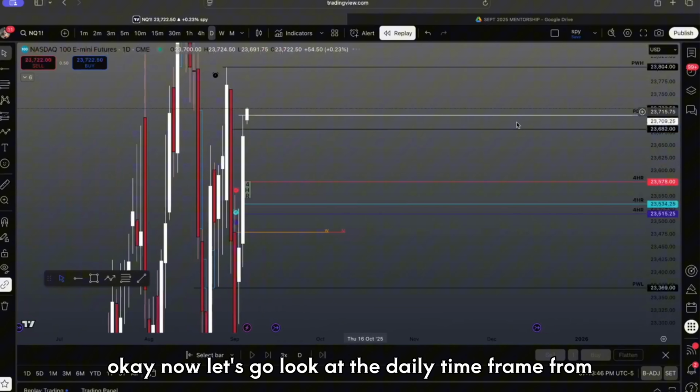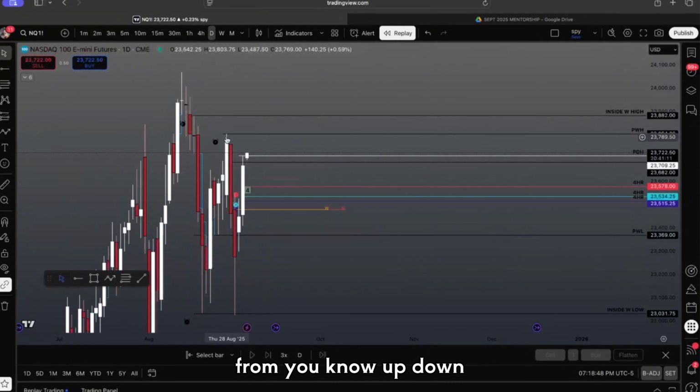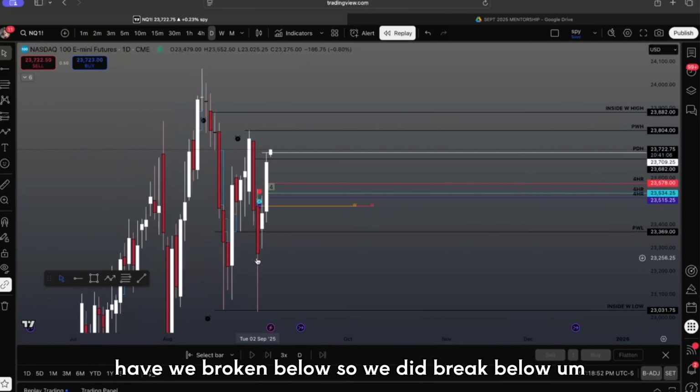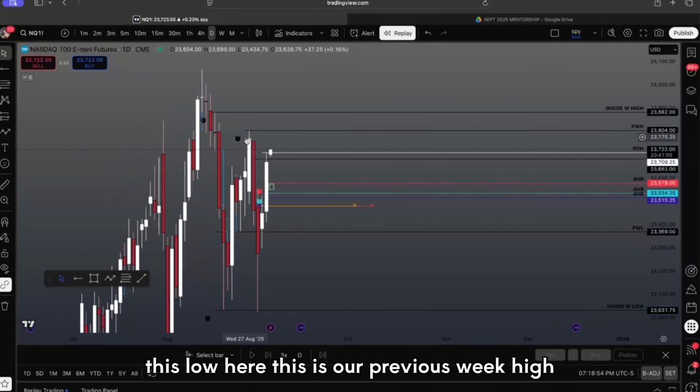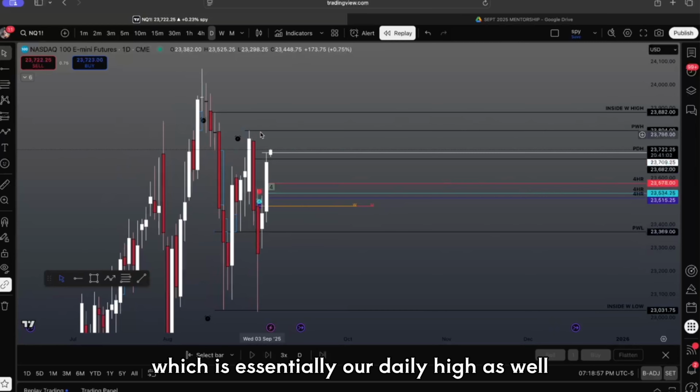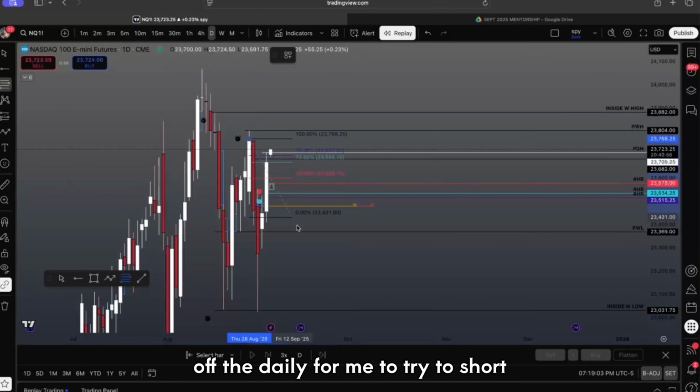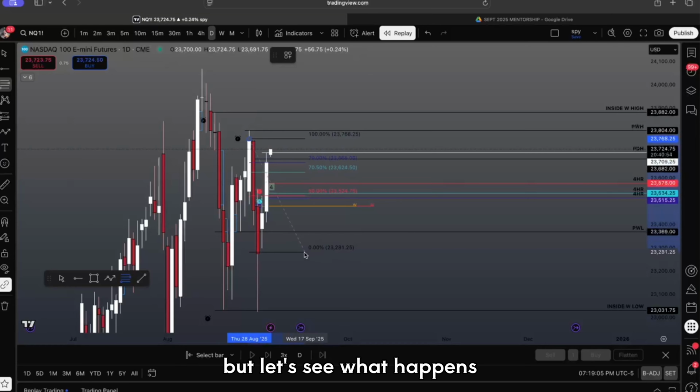Okay, now let's go look at the daily time frame from up, down. Have we broken below? So we did break below this low here. This is our previous week high, which is essentially our daily high as well that broke below here. We can draw our fibs, but there's really no confluence here off the daily for me to try to short. But let's see what happens.